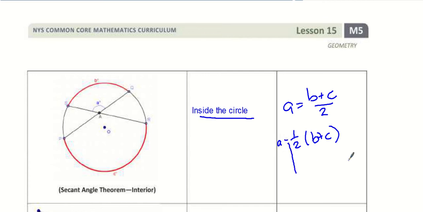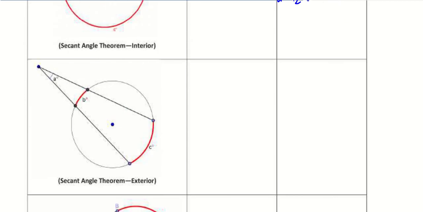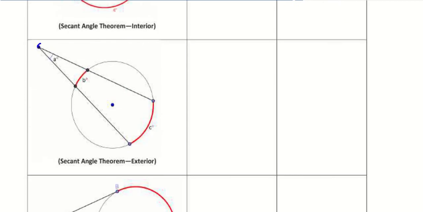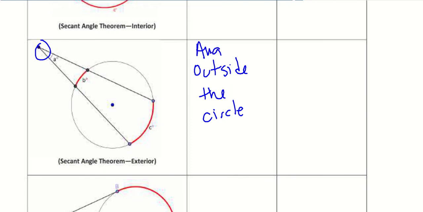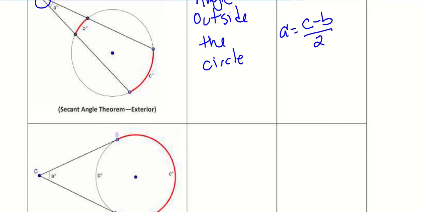All right, and then on the next one, angle outside the circle. Okay, so this angle is outside the circle. I'm going to put angle on the top. Okay, remember the rule is that outside is different, and different means subtract. So A is equal to half the difference. So it's bigger arc minus smaller arc divided by 2. So C minus B over 2.